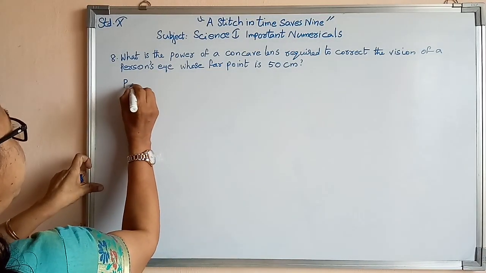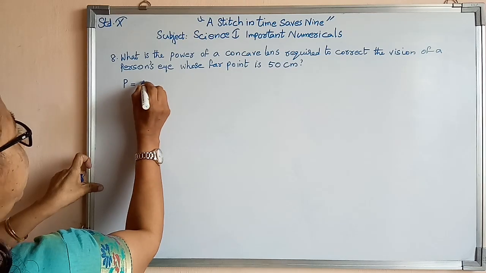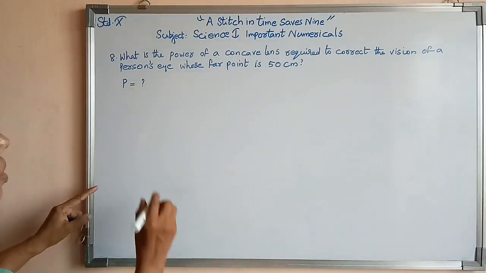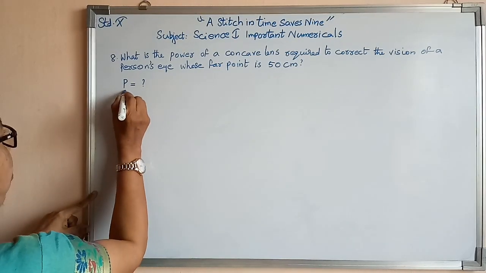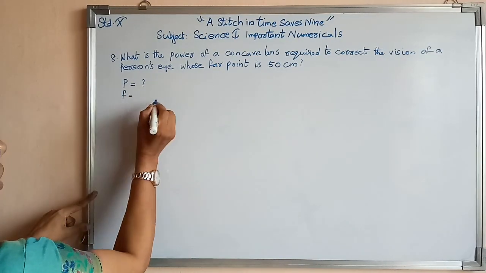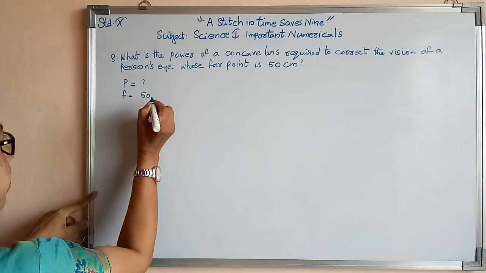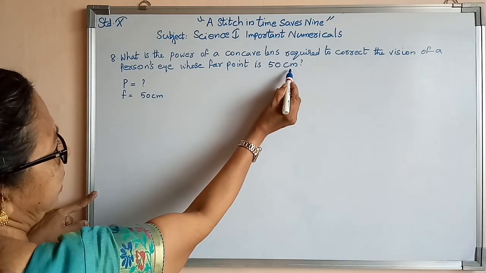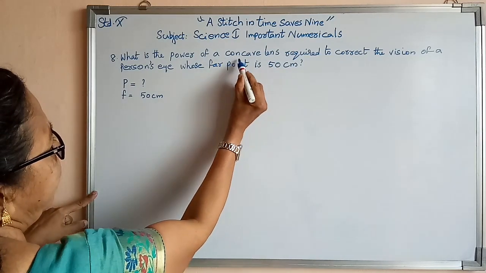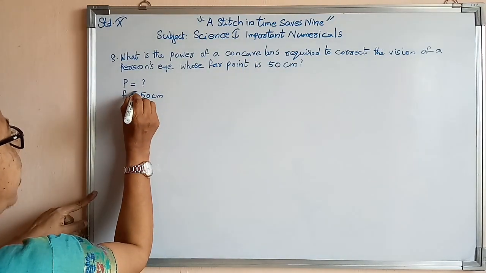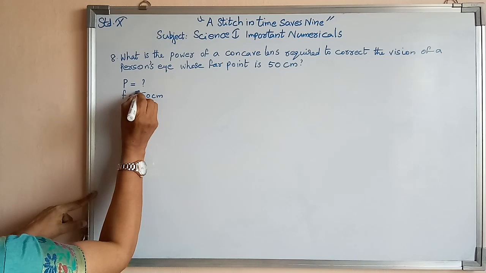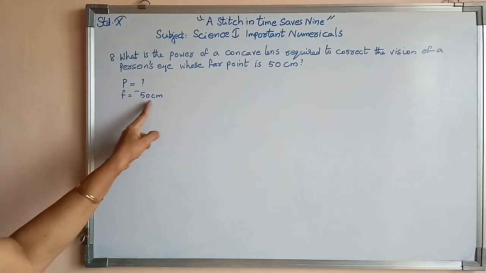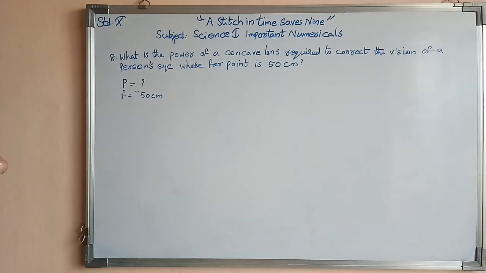Power of which one? Of the concave lens, you have to find out. Now they have given the far point, that is the focal length. How much? 50 centimeter. You have to see that this is given in centimeter. Here a concave lens is there, because of that we have to write minus. Because it is a concave lens, the far point or focal length we have to write as minus.